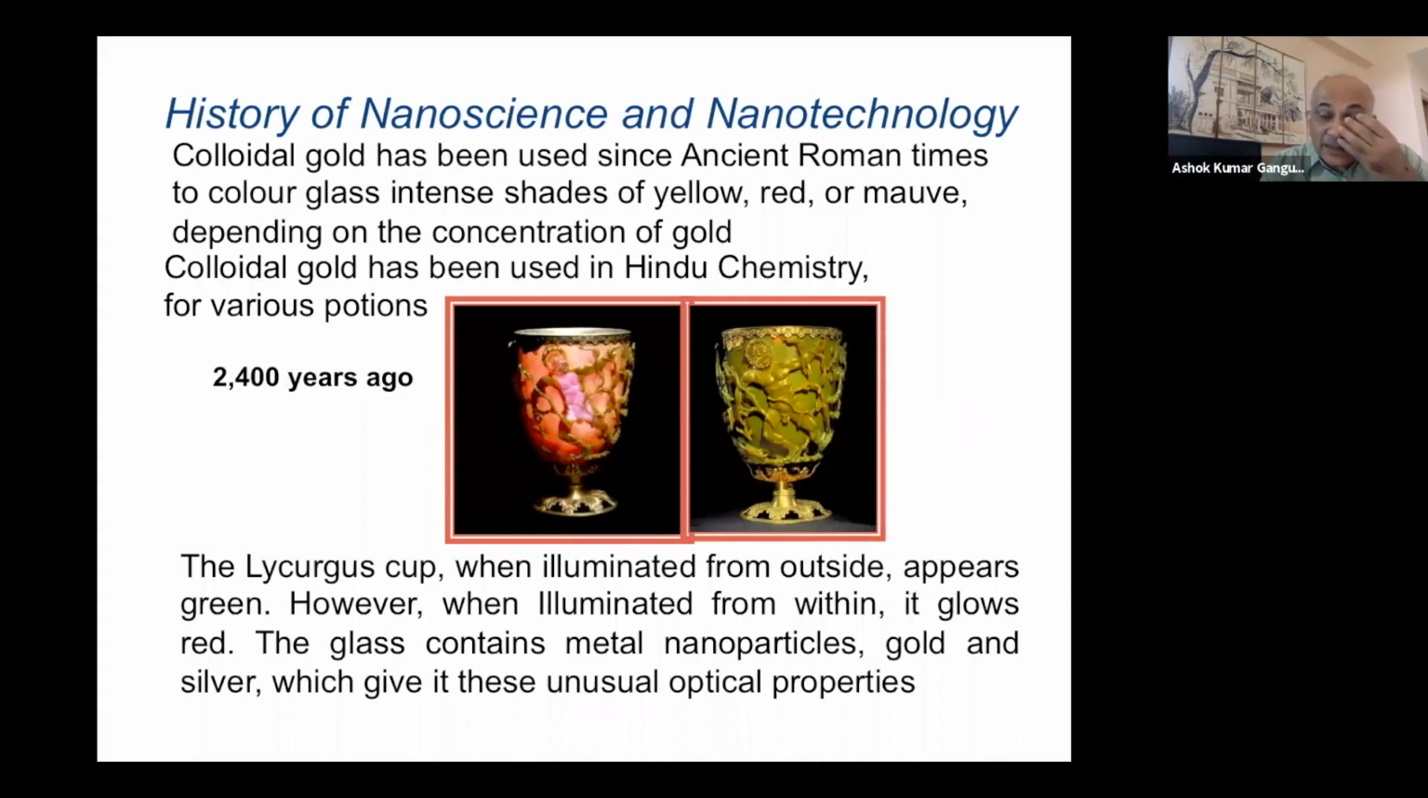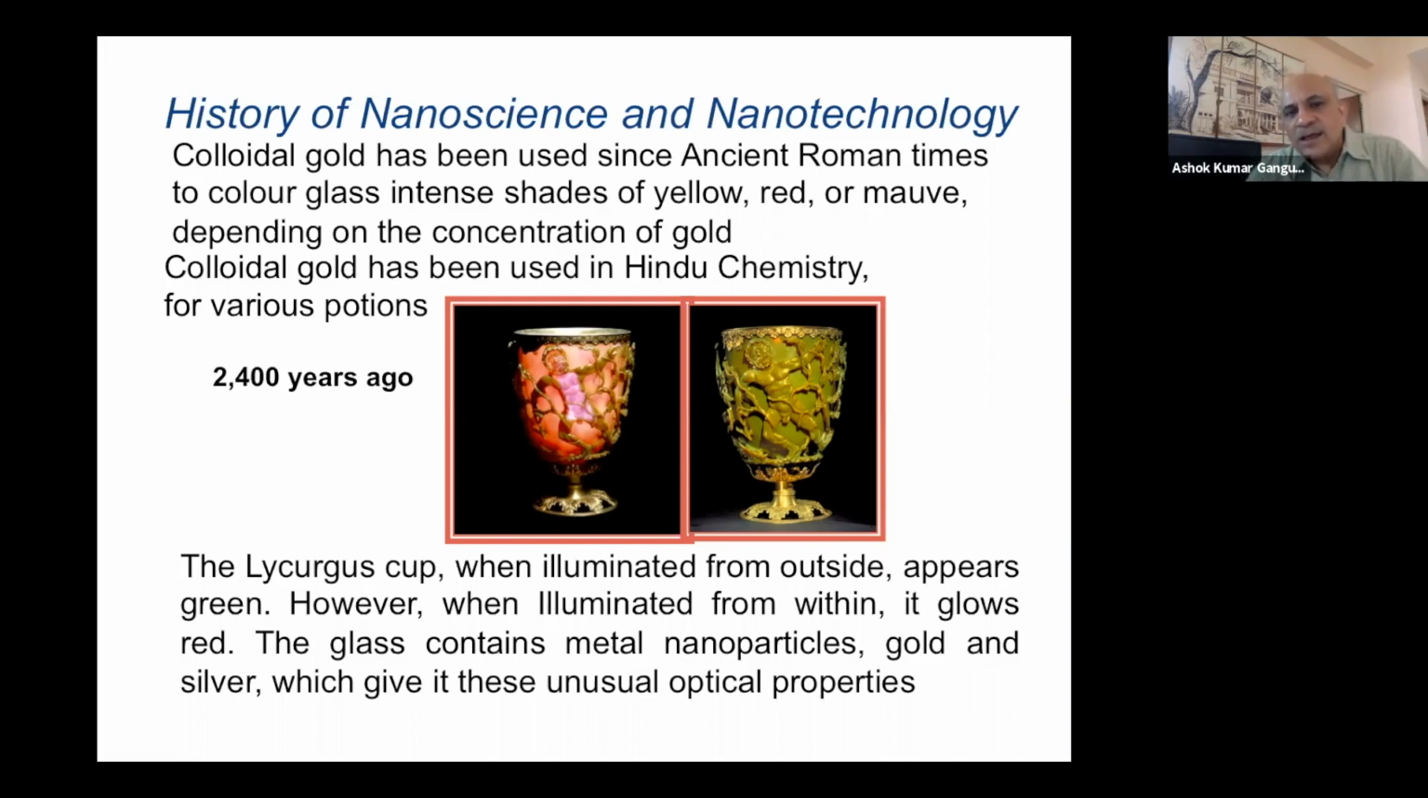Now coming to the history of nanoscience and nanotechnology. Colloidal gold, very fine gold, when people did not know that it is nanoparticles of gold, there was a term called colloidal gold. And in physical chemistry, we study colloids, like milk is a colloid, blood is a colloid. There are many things which form colloidal solutions. So gold can form colloidal solutions.